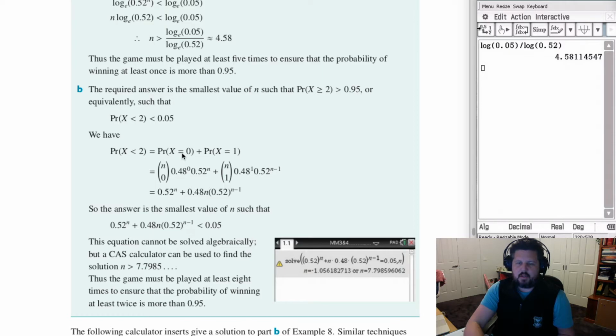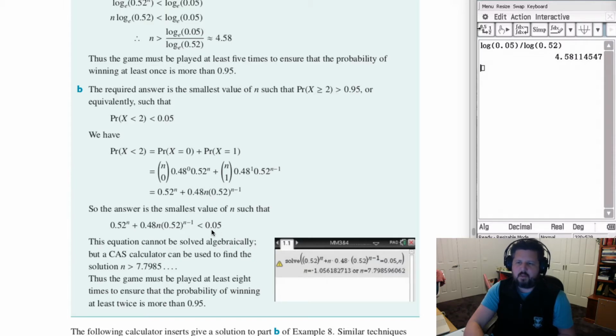So working out the probability of x being equal to 0, it's going to be this here. Working out the probability of x being equal to 1 using binomial distribution, it's going to be this here. And that's from what we learned in the previous lesson. This does simplify down to this equation here. And so ultimately, to work out the answer for the smallest value of n, we need to find out when this is less than 0.05.